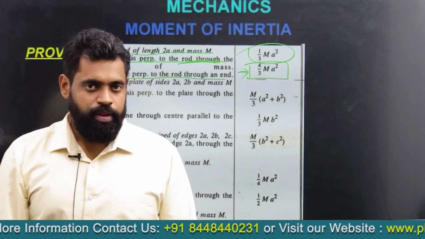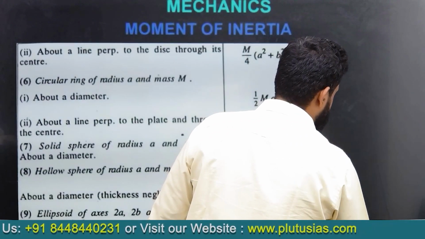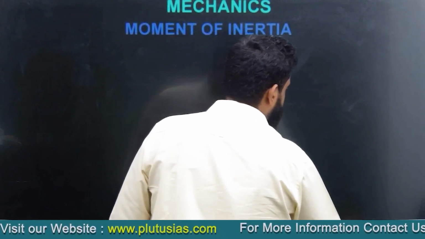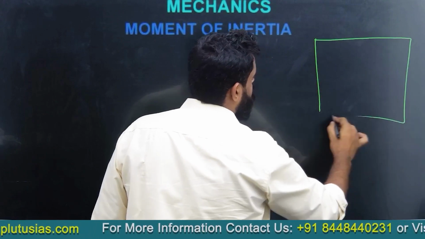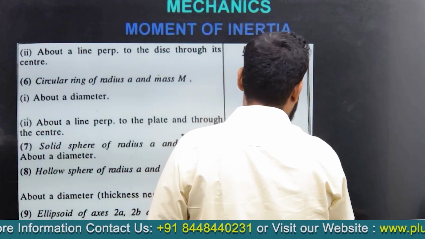Okay, so moving a bit ahead, what do we see? We calculate the moment of inertia of a rectangle. Now we have taken a 2-dimensional body.